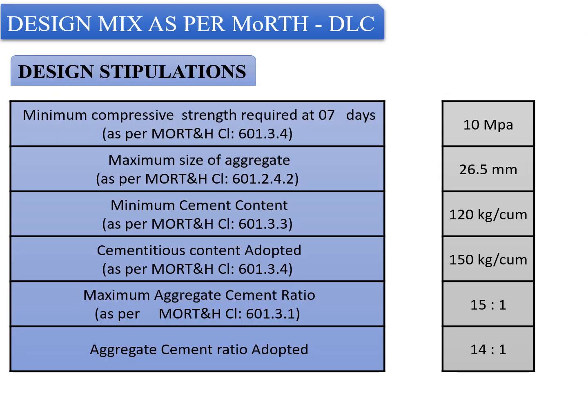So the design stipulations one has to follow in order to do the design mix of DLC are: minimum compressive strength required at 7 days is 10 MPa, maximum size of aggregate is 26.5 mm, minimum cement content is 120 kgs per cubic meter, cementitious content adopted is 150 kgs per cubic meter, and maximum aggregate cement ratio is 15:1, and anything below this can be adopted to do the design mix. In this particular example, the aggregate cement ratio adopted is 14:1.